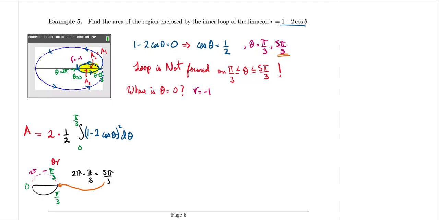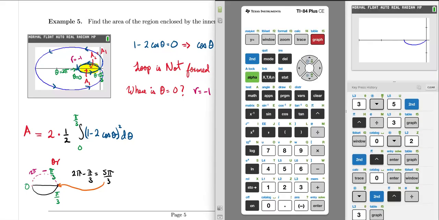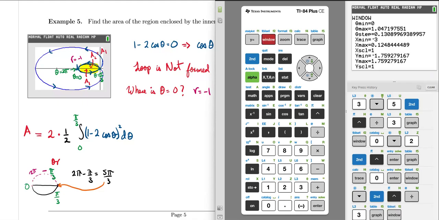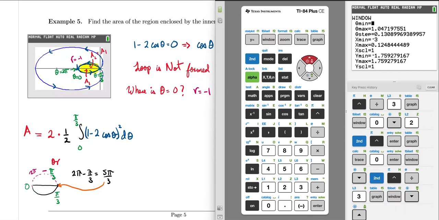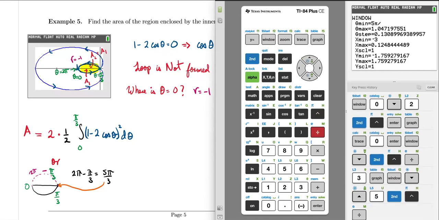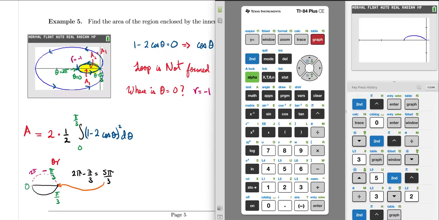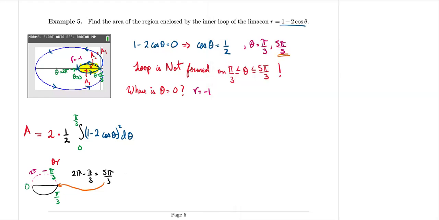So basically we would know that if we wanted to get the missing part, we can go from 5 pi over 3 all the way to 2 pi. And I'm going to show you guys here on the graph. Right now, the angle going from 0 to pi over 3 is tracing the bottom half of the inner loop. But if I change my window and now instead go from 5 pi over 3 to 2 pi, I should be tracing the upper half. And there we go.